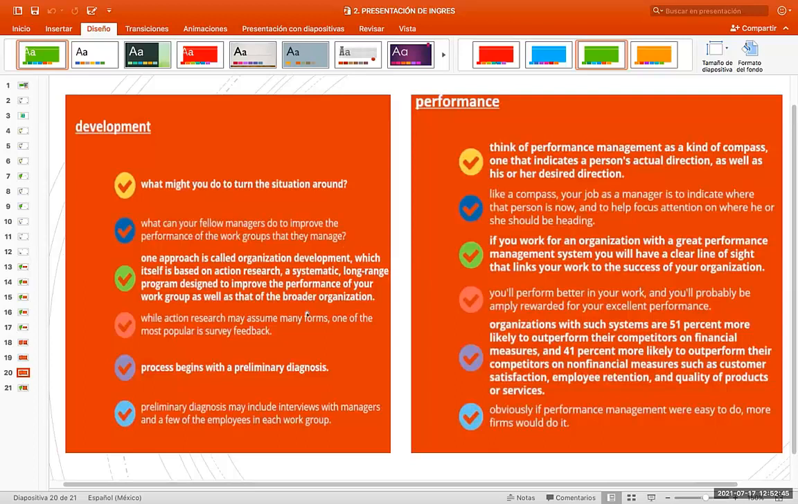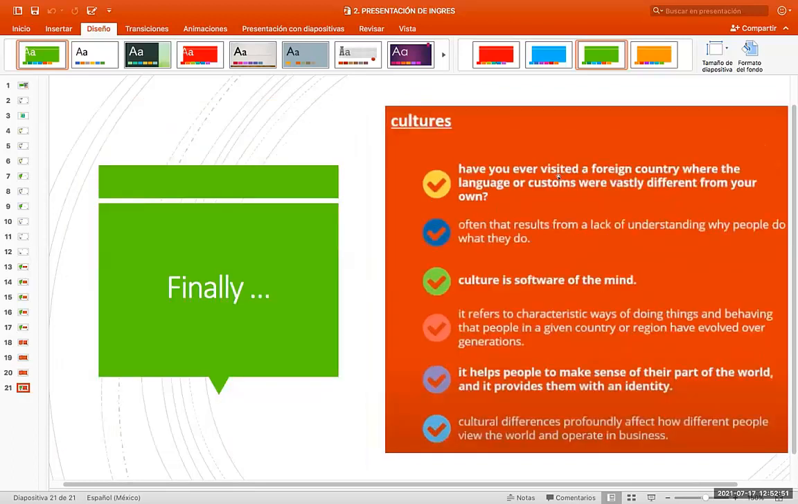These are items that we have to consider in human resource. Finally, the cultures, how the cultures influence the human resource. That's all, teacher.